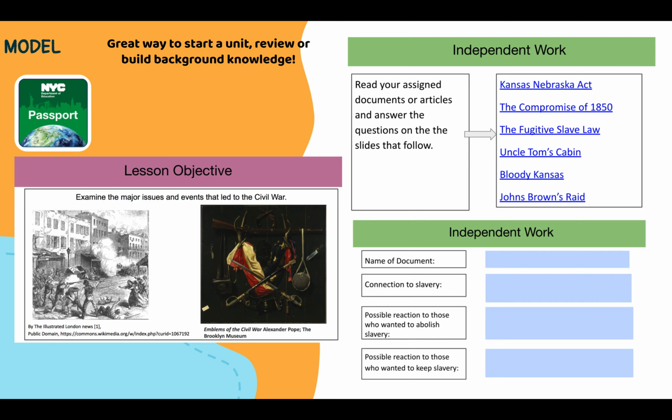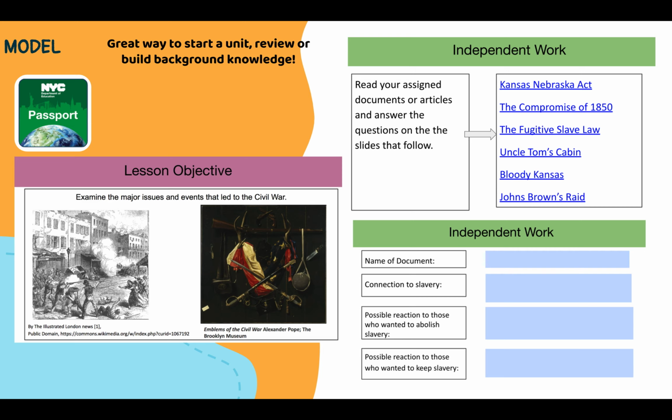Here we see an example of a lesson that can be used to implement the Cornell Notes format of note-taking. In this lesson, students are tasked with examining the major issues and events that led to a civil war. Now, this would be a review of the last unit that they learned back in the 7th grade, being that now they're starting the 8th grade. So Cornell Notes is definitely beneficial when reviewing a topic.